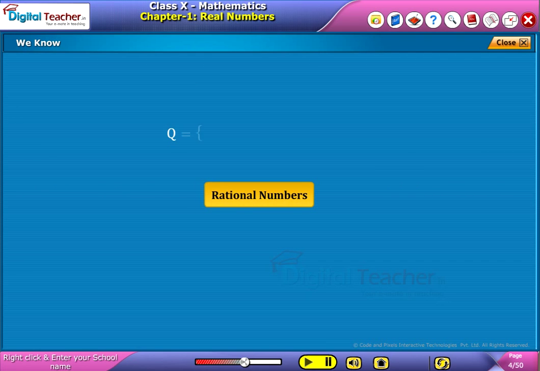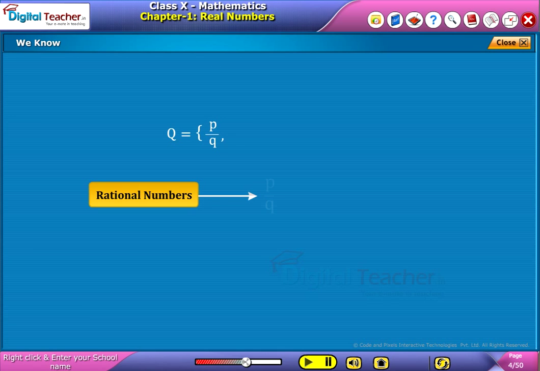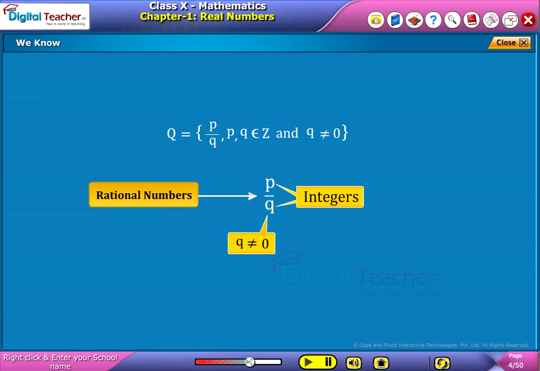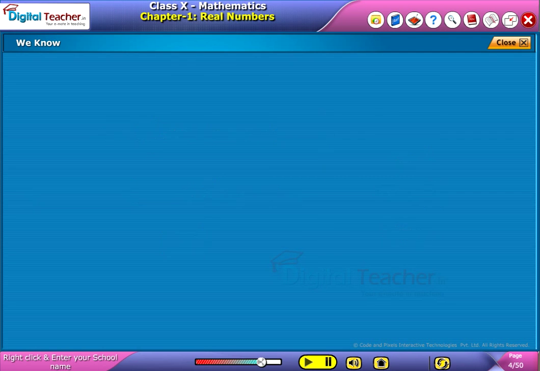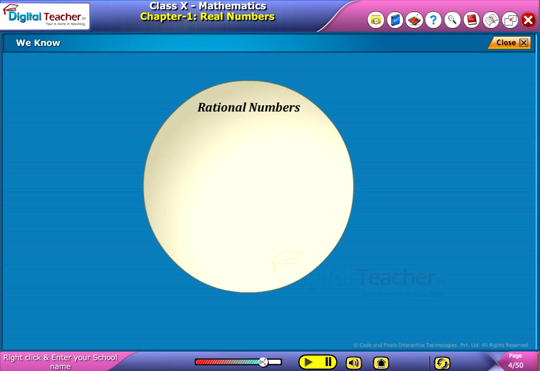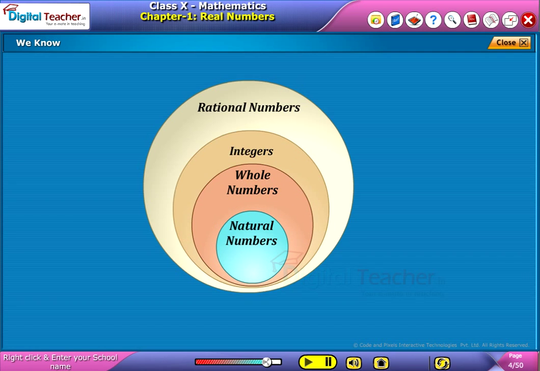Now, let us recall rational and irrational numbers. Rational numbers are the numbers that can be expressed in the form of p by q, where p and q are integers, and q is not equal to 0. They are denoted by Q. Rational numbers are always expressed using terminating decimals or non-terminating repeating decimals. Examples of rational numbers are as shown on the screen. Finally, we conclude that rational numbers contain the set of natural numbers, whole numbers, and integers.